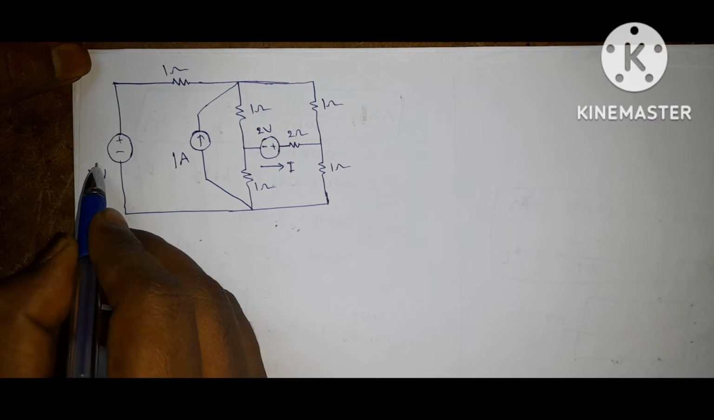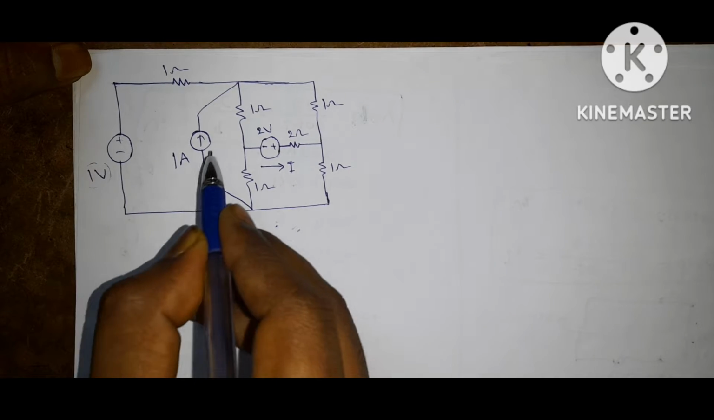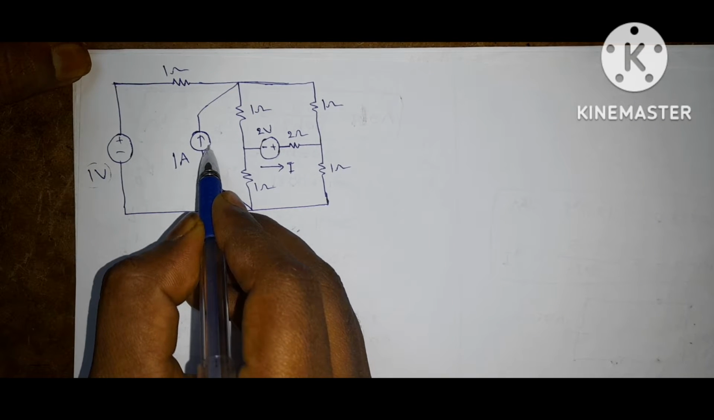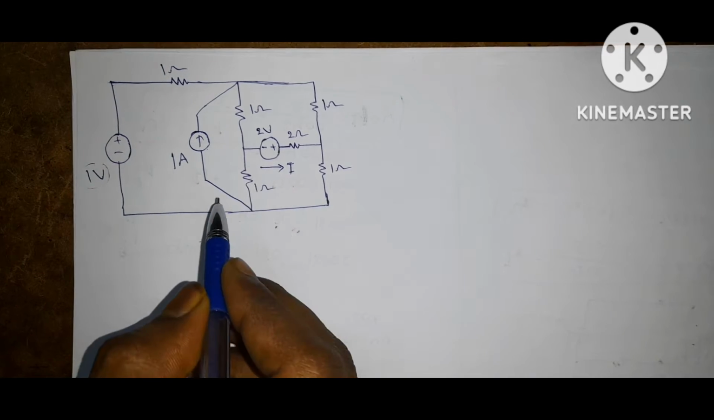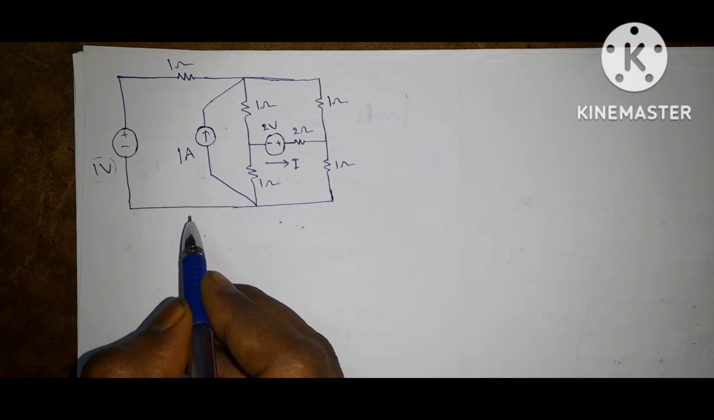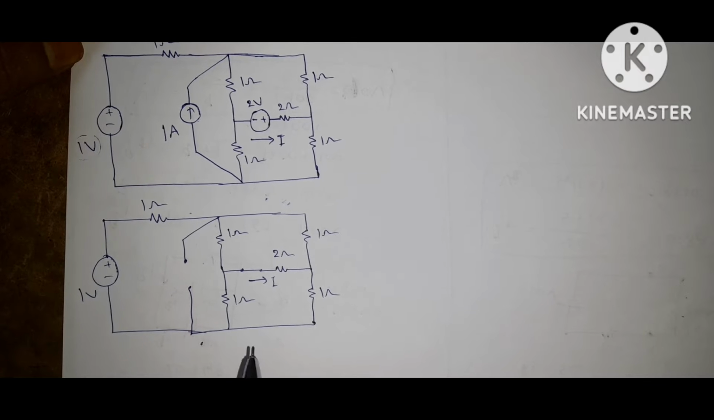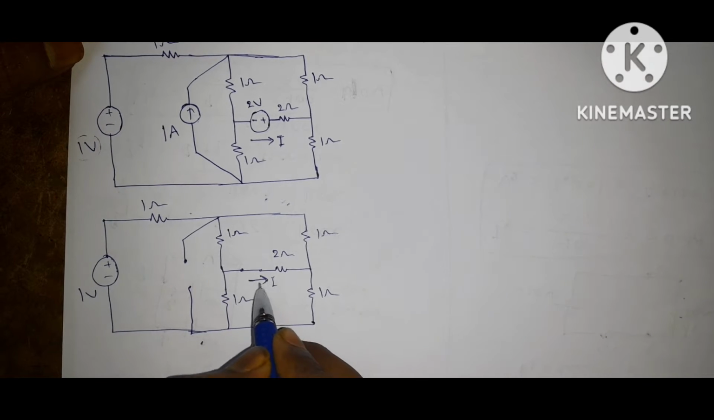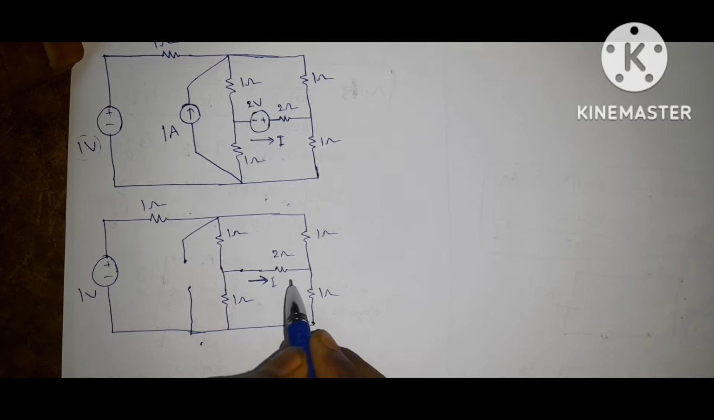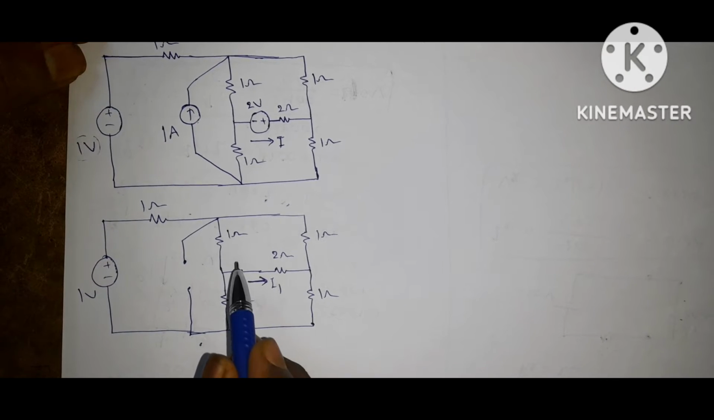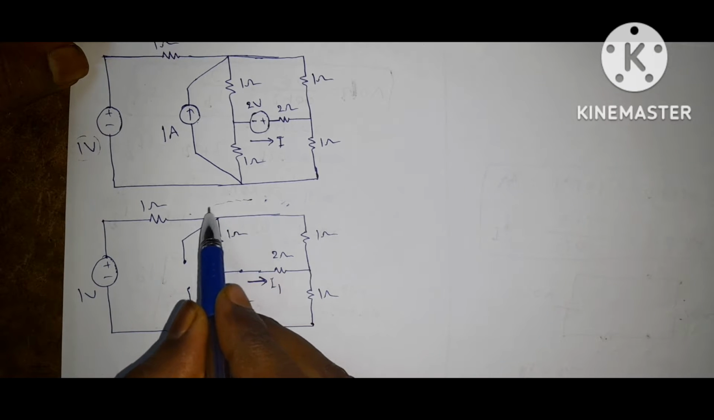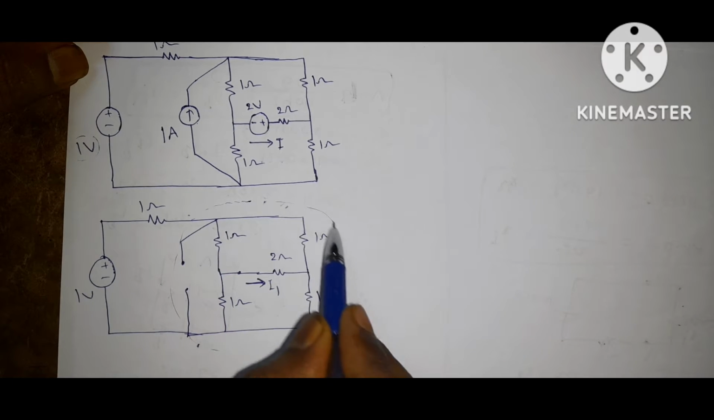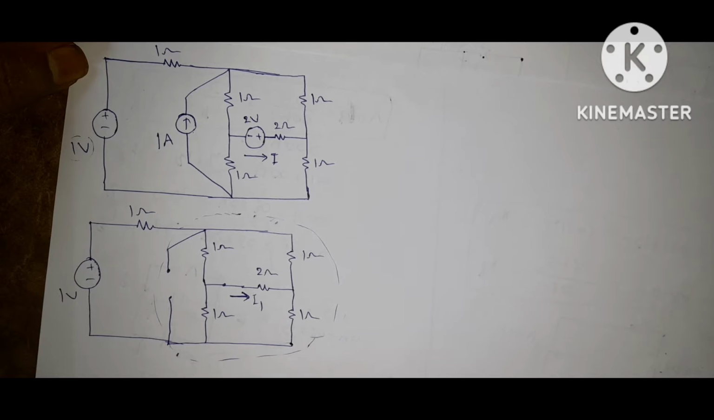First I am considering this 1 volt source. So replace this 1 ampere source with infinity, that is, an open circuit, and this 2 volt source with a short circuit. Then the circuit becomes like this. If you observe this circuit, the response, that is, the current due to this 1 volt source, let it be I1. If you notice here, this looks like a bridge circuit.